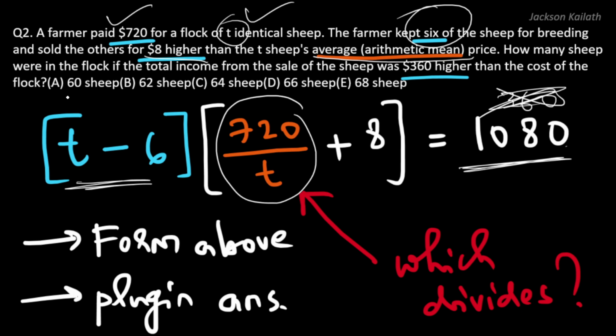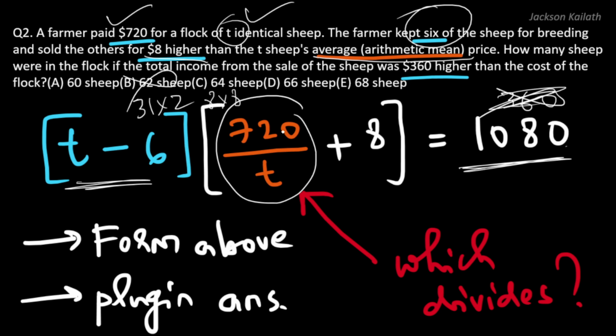Let's take a look at the options. We have 60. Yes, 60 perfectly divides 720. 720 by 60 is 72 by 6, which gives you 12, right? So yes, let's hold it. What about 62? 62 is 31 into 2, and 720 does not divide 31, so no. What about 64? That's 8 into 8.